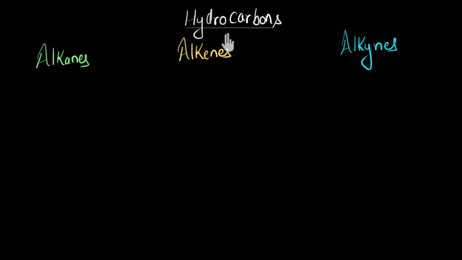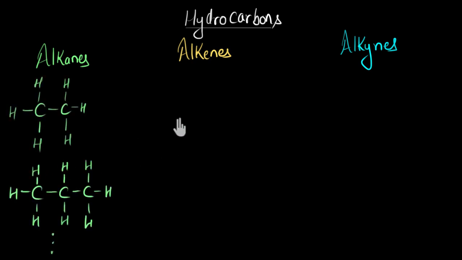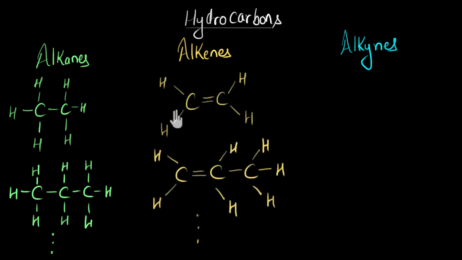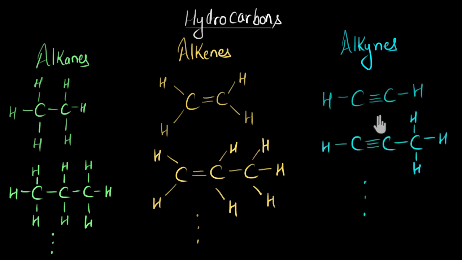Let's learn how to name hydrocarbons, basically those that belong to the family alkanes, alkenes, and alkynes. Now, to give you a quick recall, alkanes were hydrocarbons which only had single bonds between their carbon atoms, whereas alkenes were hydrocarbons which had at least one pair of carbon atoms with a double bond in between them. And alkynes had at least one pair of carbon atoms with a triple bond in between them.